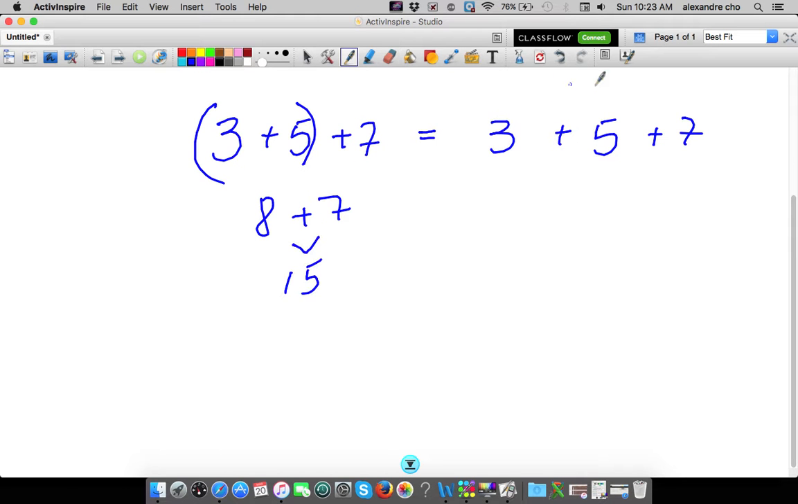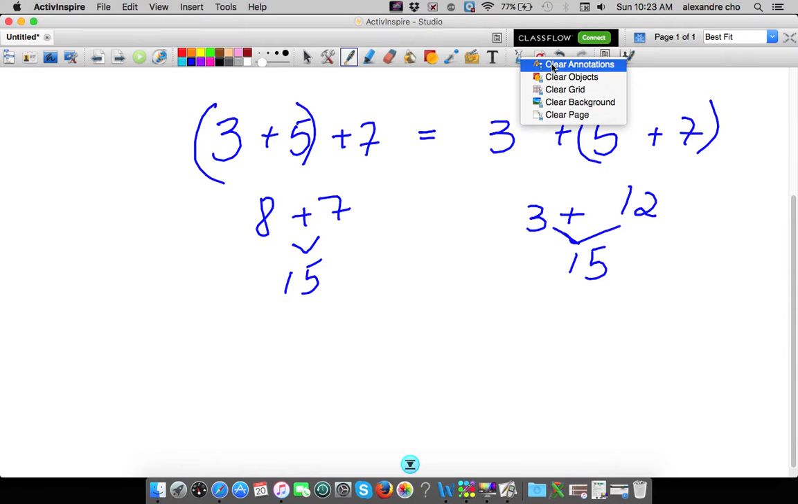But what if I happen to do the same problem, but instead of 3 and 5, I take 5 and 7? Will I get the same result? 5 and 7 is 12. I'm going to add the 3, and I get 15. So, with the associative property, does it matter who you group first to add? No, it does not. Okay, so that's what the associative property lets you do. Okay, move things around. Okay, add, doesn't matter who you add first, and you get the same answer. Does not work for subtraction nor division.